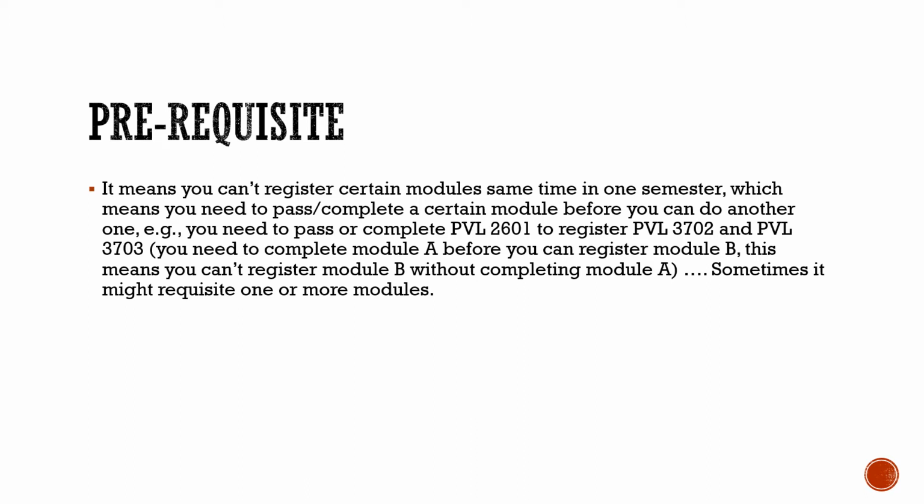In brackets, you need to complete module A before you can register module B. This means that you can't register module B without completing module A. Sometimes it might require one or more modules, so you should be aware. So this means that you need to complete a certain module before you can register another module.